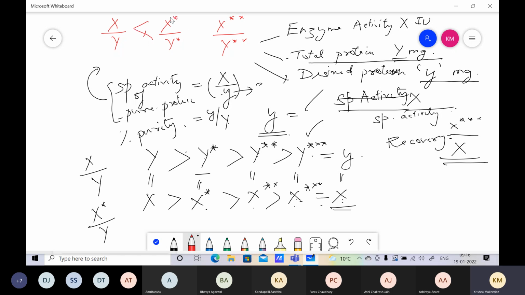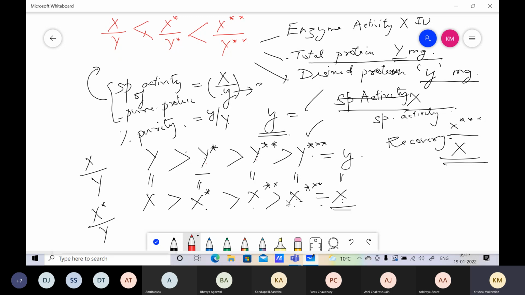Now this has higher specific activity because the reduction in x to x star, this is the recovery, but this is the reduction in protein, and you have got more of contaminants and less of desired protein. So the reduction in x is less than the reduction in y. And because the denominator has reduced more, this number is higher than this and this number is higher than this. So purification proceeds like this. y is greater than y star is greater than this and this. And this increase is very, very high.